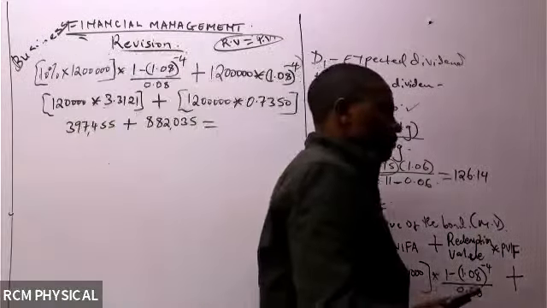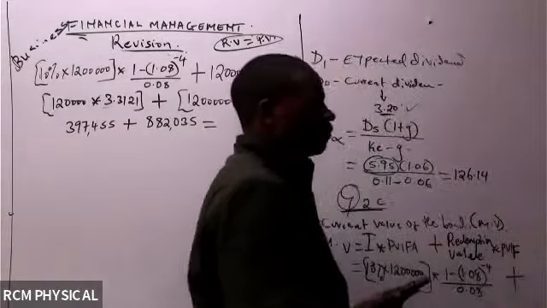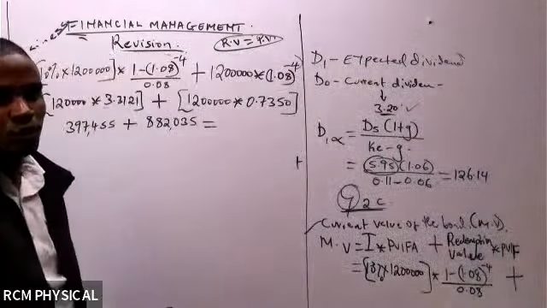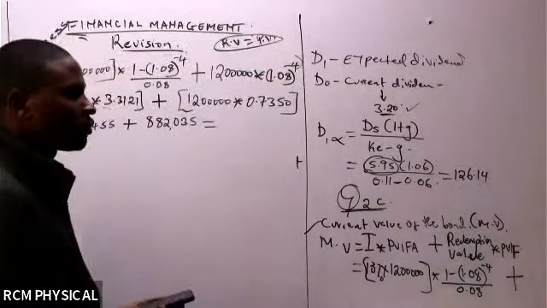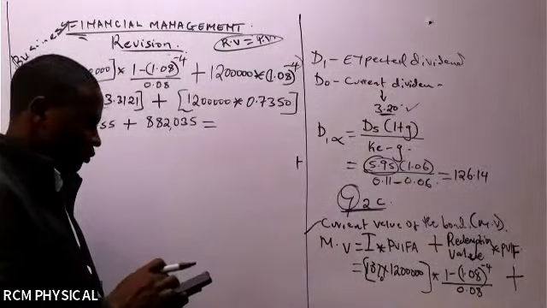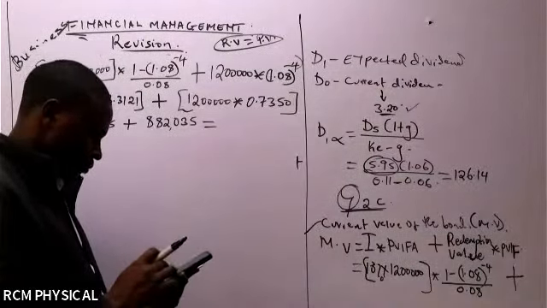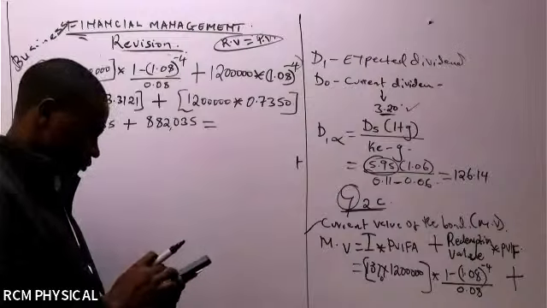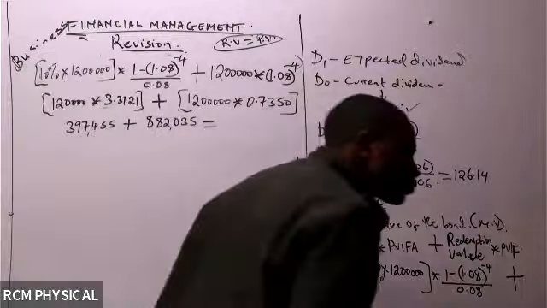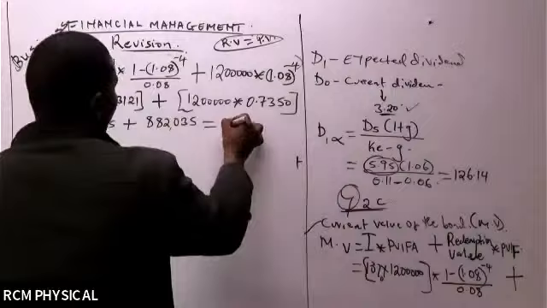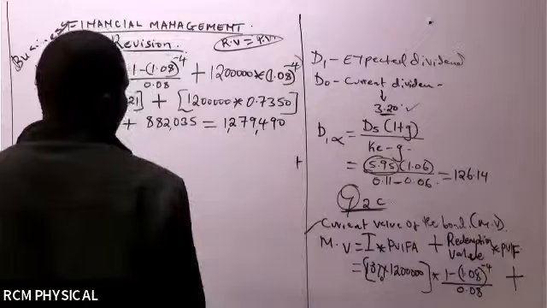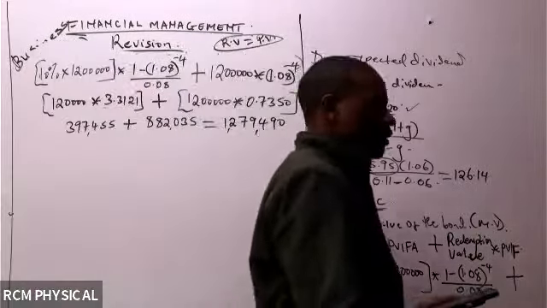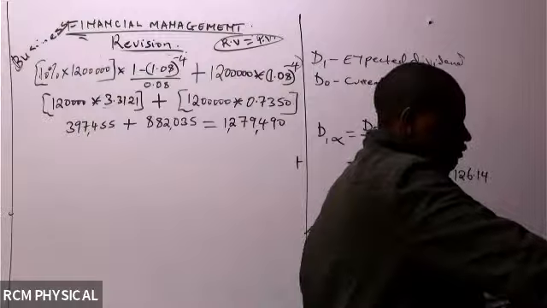What is the market value of the gold? The total battery. What you're getting is 1279.8. So that is the market value of the gold.